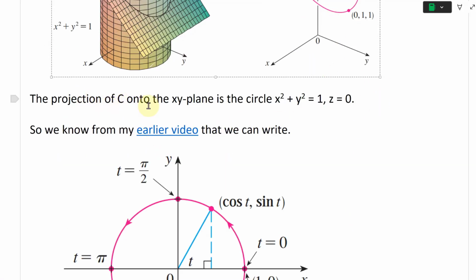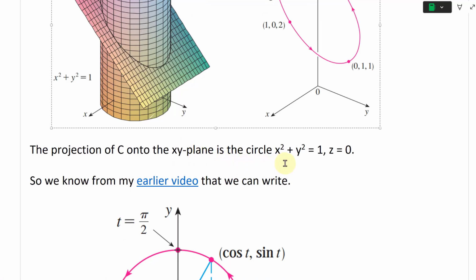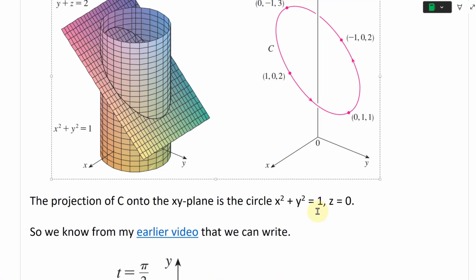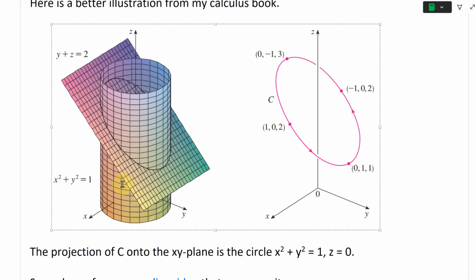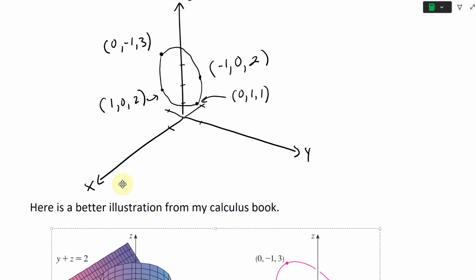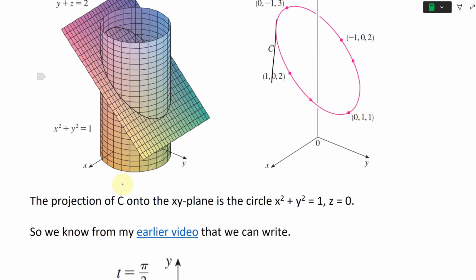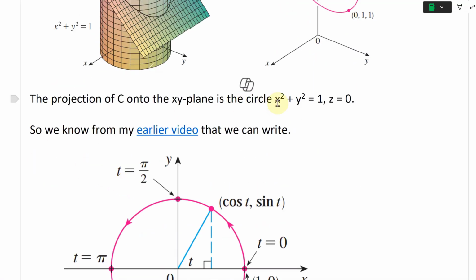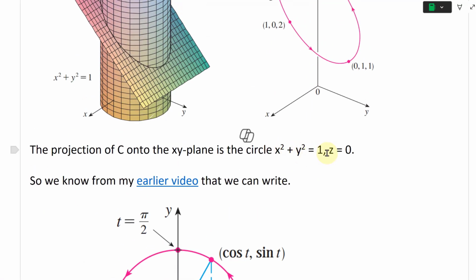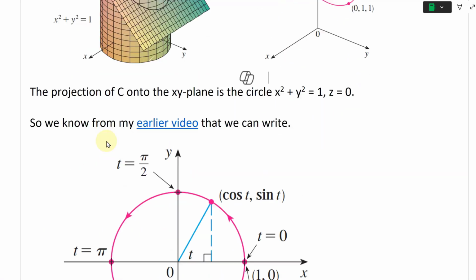Anyways, the projection of C onto the xy plane is a circle, x squared plus y squared equals 1, z equals 0. So now we're going to look at this projection right here. If we take the projection of C, so this is our C. If you project it all the way straight down, what you end up having is actually a circle. You're going to have a circle like that. And that's just going to be the circle x squared plus y squared equals 1, and then z is equal to 0. So just set it to 0.